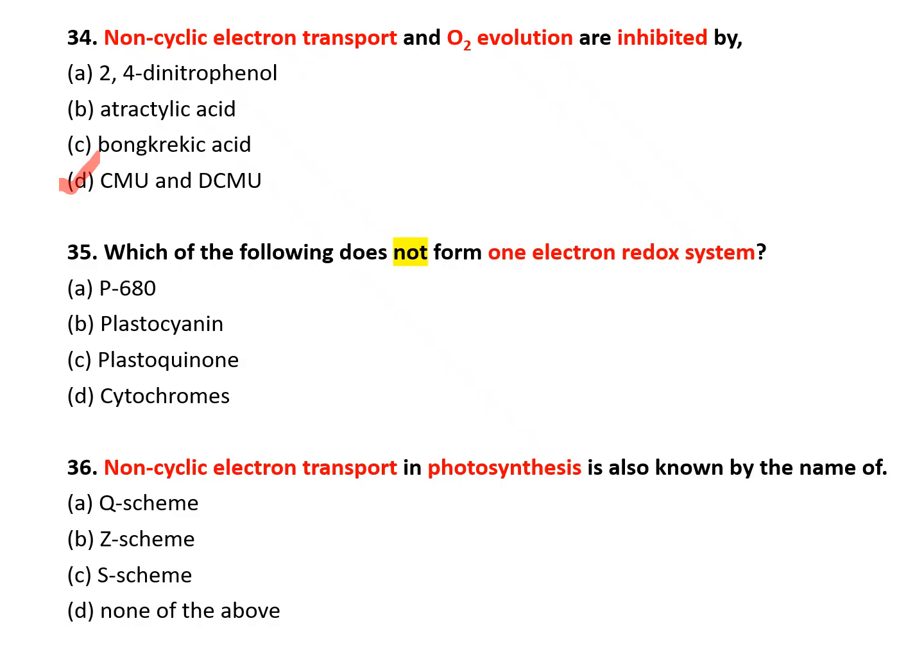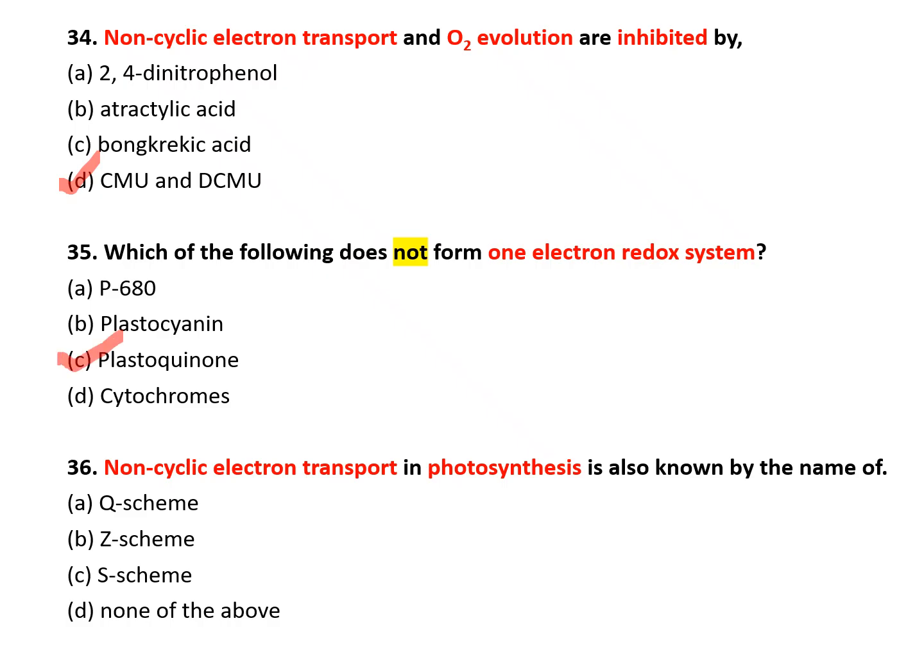The next question, number 35. Which of the following does not form a one electron redox system? Option A, P680; option B, plastocyanin; option C, plastoquinone; option D, cytochrome. The correct answer is option C, plastoquinone.